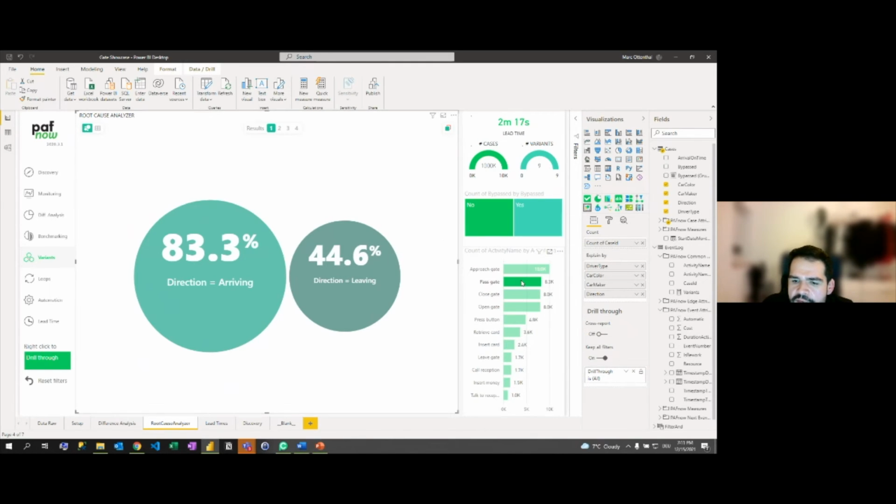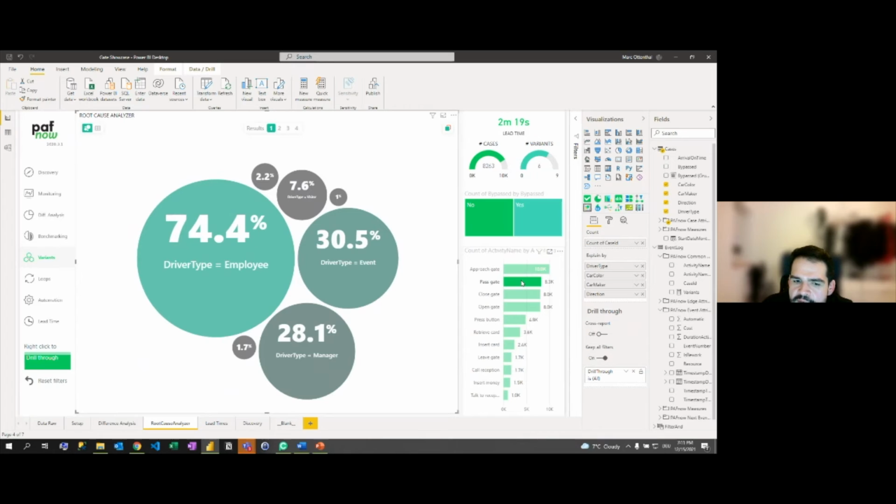So maybe we could ask ourselves, okay, under which circumstances did someone pass the gate? Aha, there were a lot of employees, there were some driver type events. So we also know some event drivers came in. We see driver type manager, we see visitors. Sure, some nice information, but let's maybe focus on some of the interesting activities.